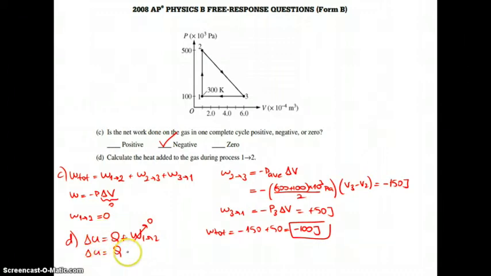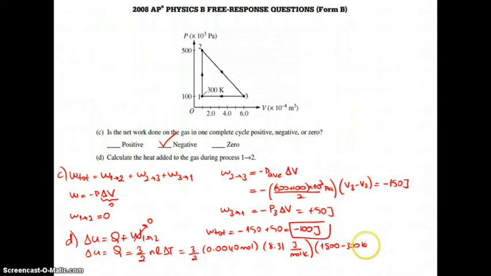And we know that delta U is equal to 3 over 2 times nR delta T. We just simply plug in the numbers. 3 over 2, 0.0040 moles, 8.31 joules per mole kelvin times 1500 minus 300 kelvin, and we find Q as 60 joules.